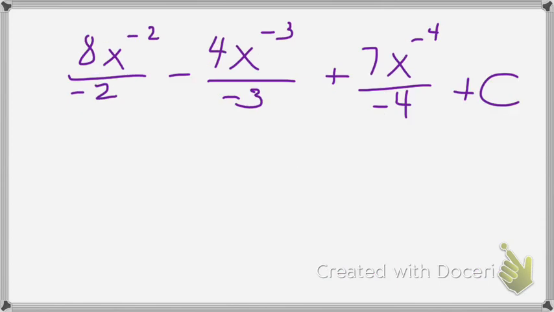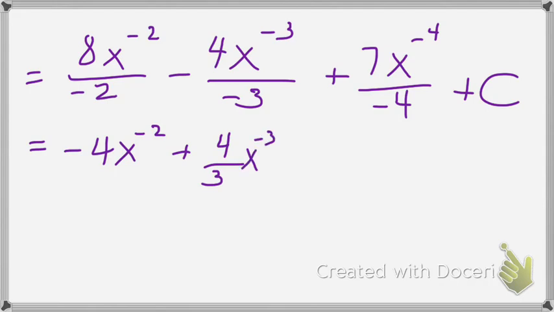Let's simplify. Okay, that's 8x to the negative 2 divided by negative 2, minus 4x to the negative 3 divided by negative 3, plus 7x to the negative 4 divided by negative 4. Continuing to simplify, that's negative 4x to the negative 2, double negative makes a positive 4/3 x to the negative 3, and negative 7/4 x to the negative 4.